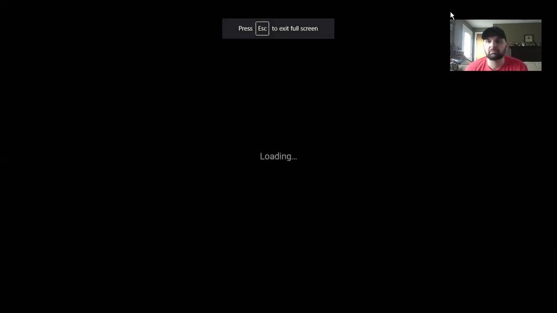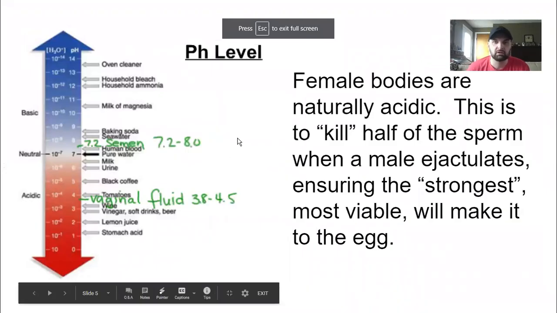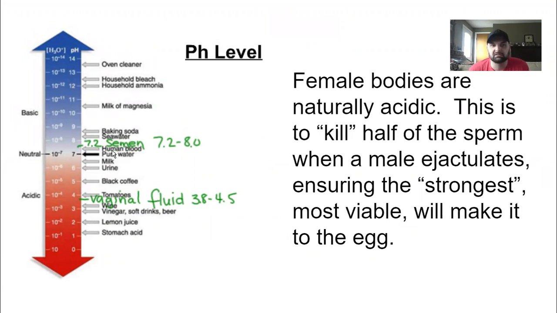We're not getting into chemistry class, but a little chemistry of the human body: semen is at a neutral pH. It's slightly basic. It's at like a 7.2 to 8.0 pH, part of the answer. However, female bodies' secretions are naturally acidic. Acidic, 3.8 to 4.5 is their pH.